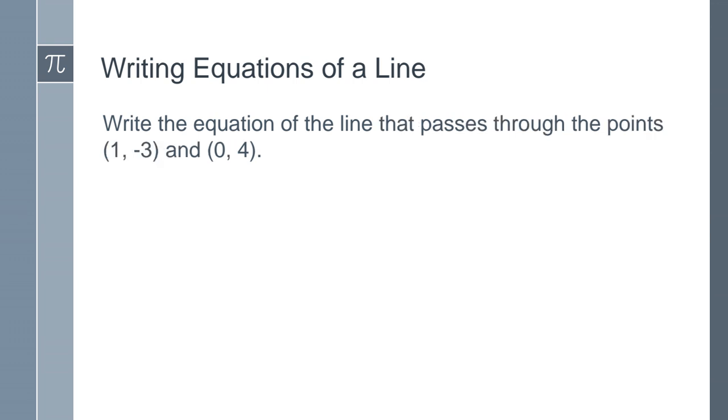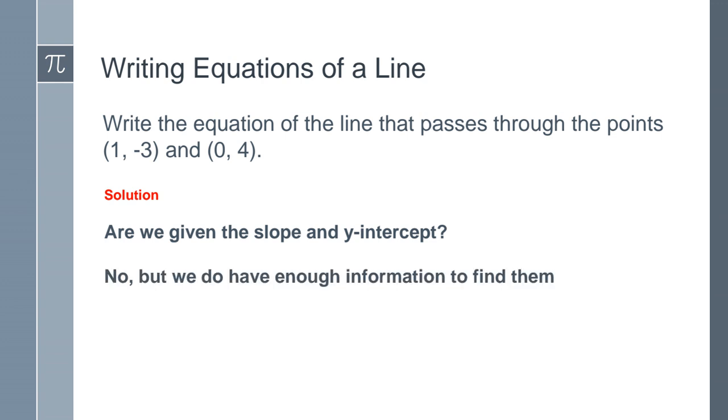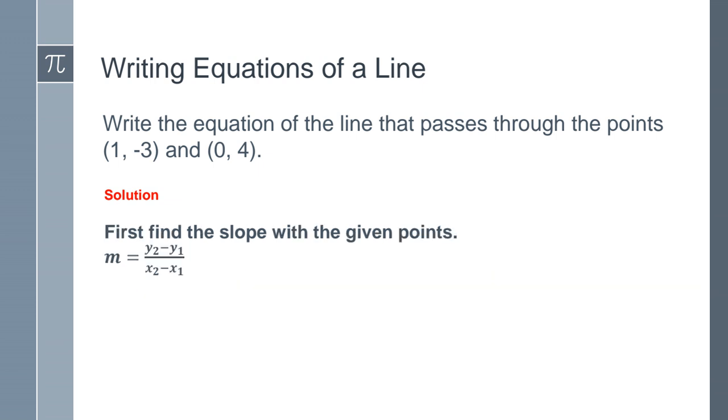Of course, they don't always make it that easy for us, right? So let's try some that are different. Write the equation of a line that passes through the points 1, -3, and 0, 4. Here we ask ourselves the same questions. Do we have the slope? They don't tell me what the slope is, but they give me enough information to find the slope. In this section, you're going to see a formula for slope.